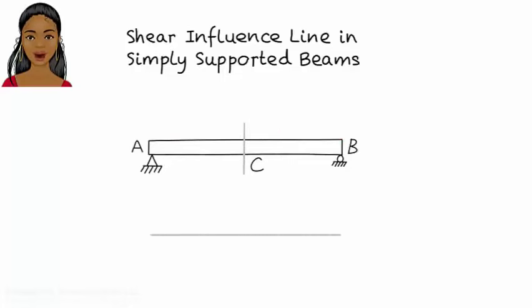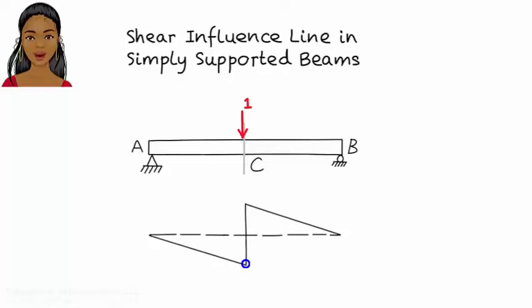If we place the unit load at various locations on the beam and calculate shear at C for each load position, then graph shear as a function of load position, we would get this diagram. The diagram tells us that shear at C decreases linearly, from 0 to a negative value, as the unit load moves from A to C.